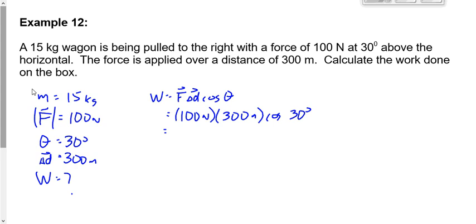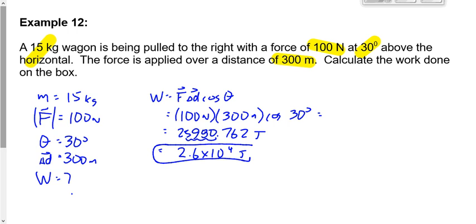So we're going to say here it's 100 times 300 times cosine 30 degrees. It should give you a value of 25980.762 joules, which we're going to round. If we look at our data here, this is 2, but it doesn't count because we didn't use it. This is 3, this is 2, this is 3. Final answer should be 2 digits this time: 2.6 times 10 to the 4 joules.